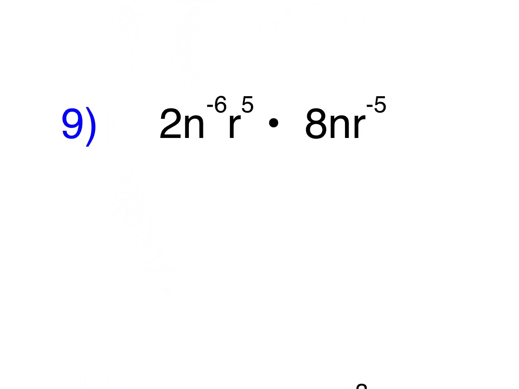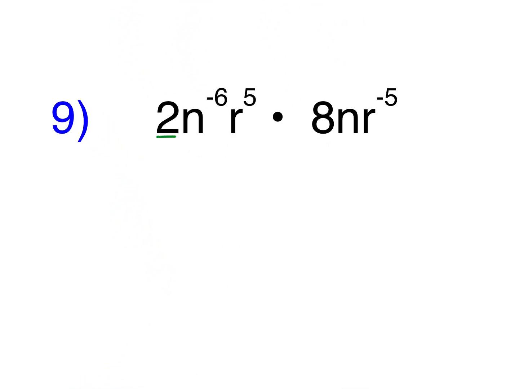For number 9, we're multiplying. So let's start by multiplying the numbers together. What's 2 times 8? 16. And then with the n's, how would we combine? We add the exponent. So what's the exponent on the second n? 1. Perfect. What is negative 6 plus 1? Negative 5. So this would be n to the power of negative 5.